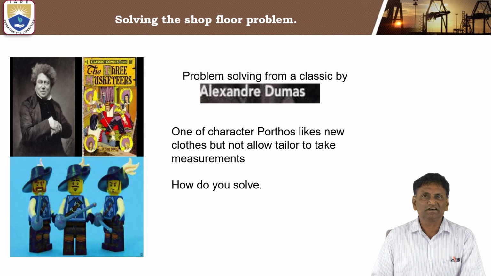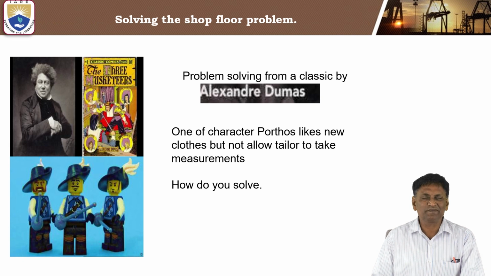Porthos lives life royally. He is a king-like person. He wants to have new clothes, but he has one quality: he never allows anybody to touch him. He becomes very angry if somebody comes and touches him. So for making new clothes, the tailor has to take measurements.